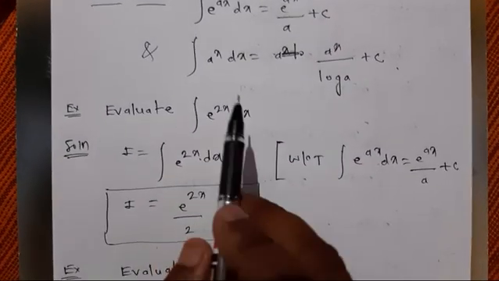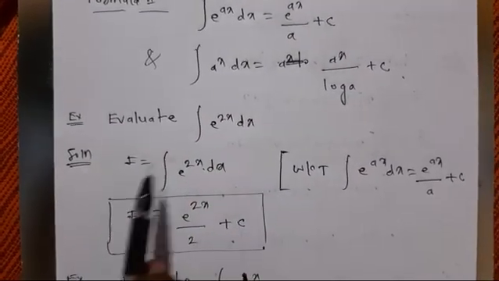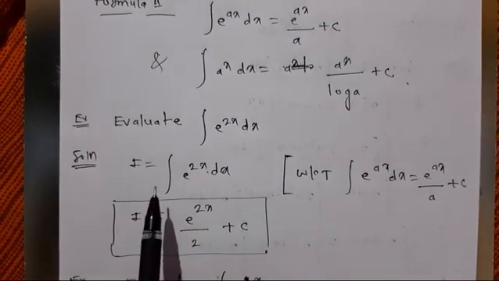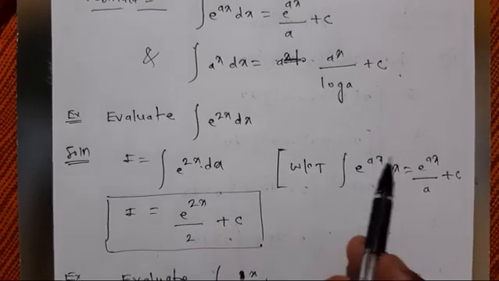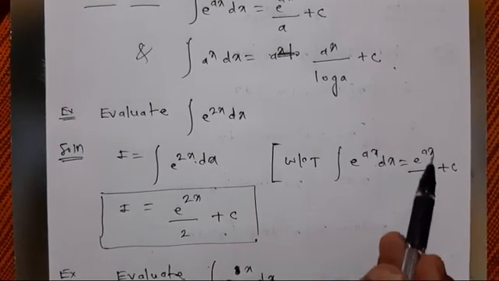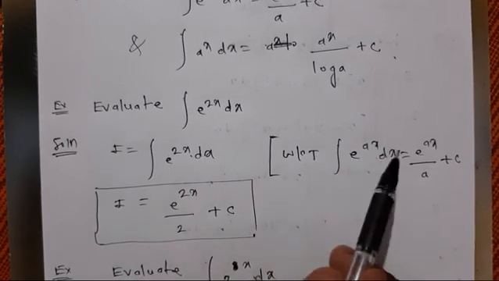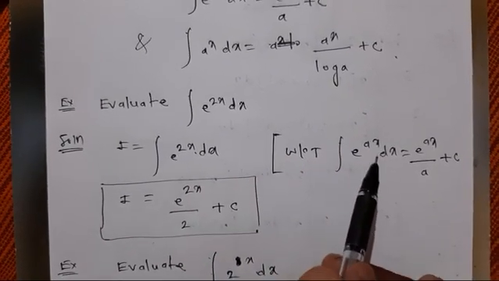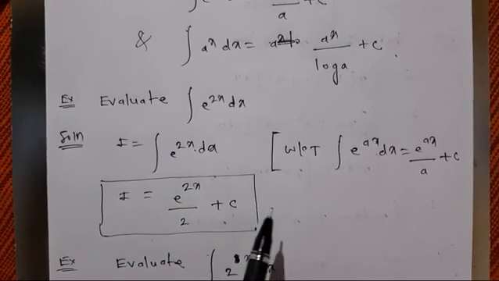So I will take one example. Evaluate integration of e to the power 2x into dx. So consider this one as I. So I equal to integration of e raised to 2x into dx. We know that integration of e raised to ax dx equals e raised to ax upon a plus c. By comparing the given integral with the formula, I can say the value of a is 2. So it becomes e to the power of 2x upon 2 plus c.